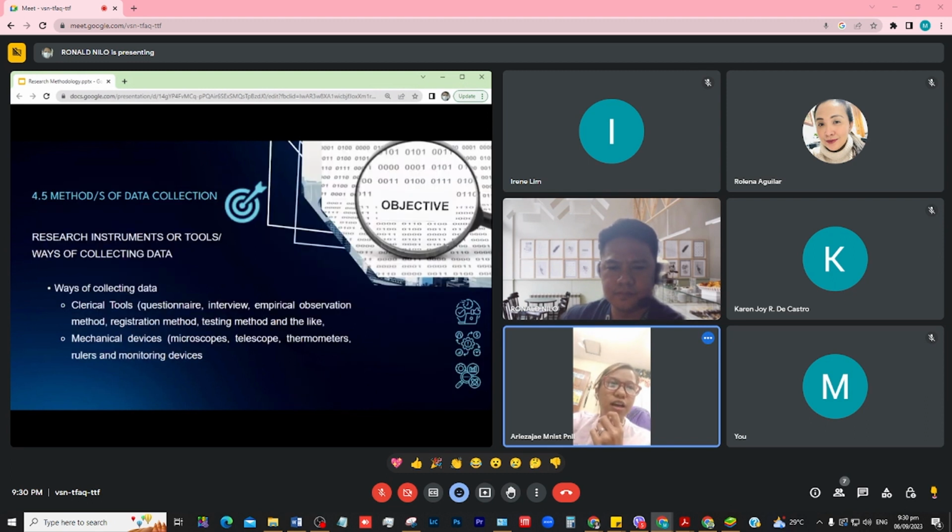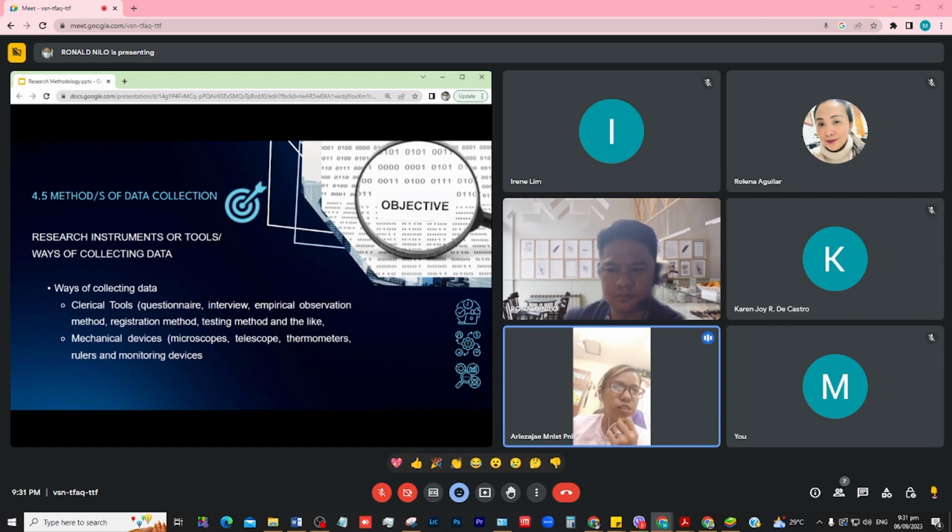Next slide. Research instruments or tools, ways of collecting data. Before that, on the research instruments, the choice of method depends upon some factors such as nature of the problem, population or universe of the study, cost of survey, and time factor. Ways of collecting data. There are two ways to collect the data, which are clerical tools and mechanical devices.